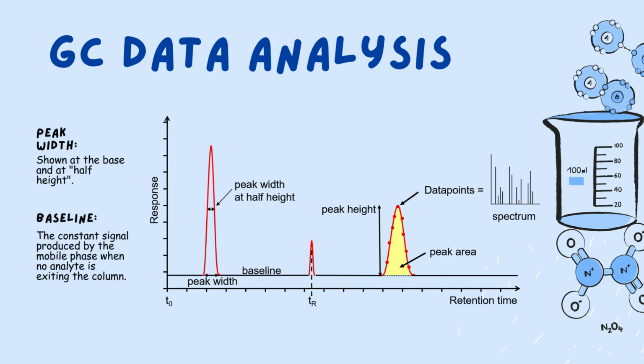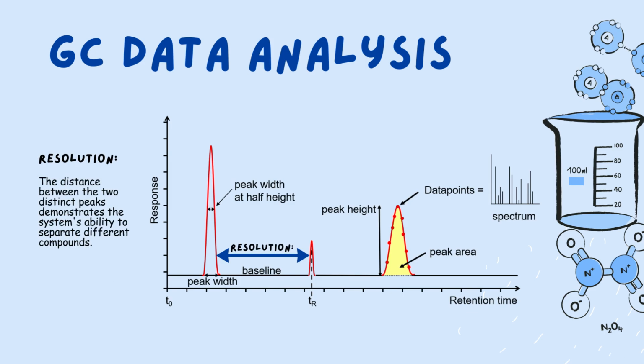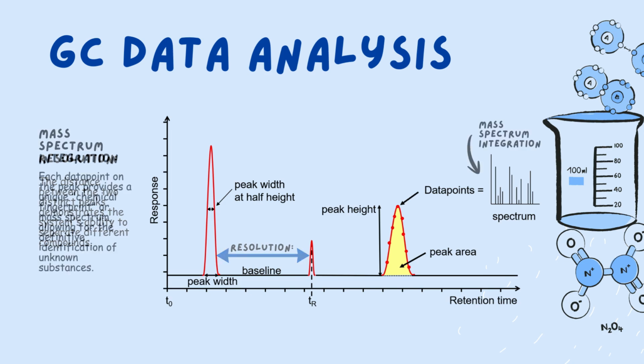The baseline shows the steady carrier signal, while peak width reveals separation efficiency. Resolution measures the system's ability to clearly separate distinct chemical compounds into individual peaks. Integrated mass spectra provide unique chemical fingerprints, allowing definitive identification of unknown substances.